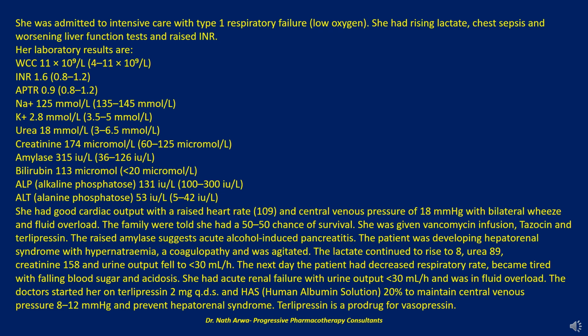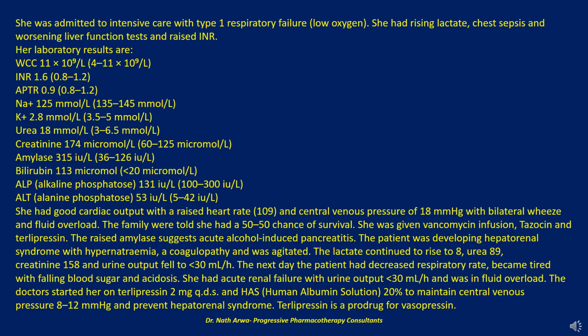She had good cardiac output with a raised heart rate, that is 109 beats per minute, and central venous pressure of 18 mm of mercury with bilateral wheeze and fluid overload. The family were told she had a 50-50 chance of survival. She was given vancomycin infusion, tazocin and terlipressin. The raised amylase suggests acute alcohol-induced pancreatitis. The patient was developing hepatorenal syndrome with hyponatremia, a coagulopathy, and was agitated.